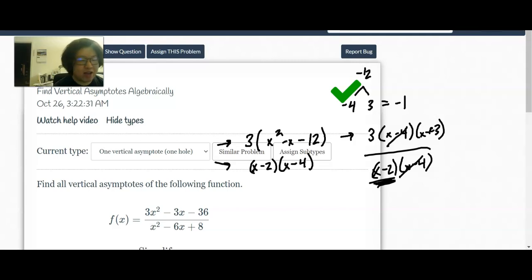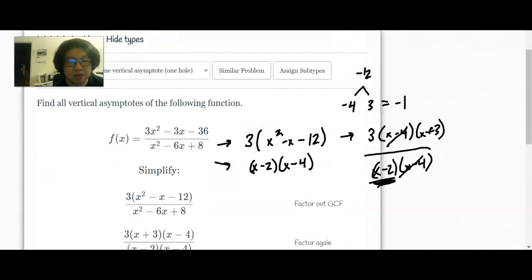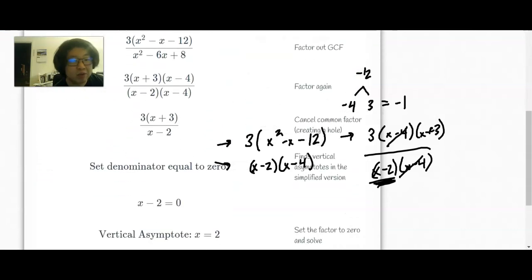So that's the basic way to do this. You could end up with multiple vertical asymptotes. Remember to simplify first. You could end up with no vertical asymptotes.